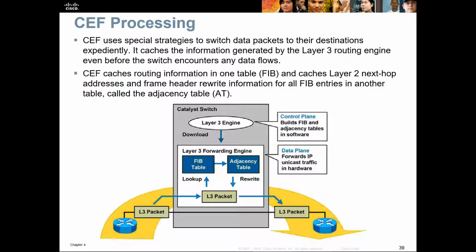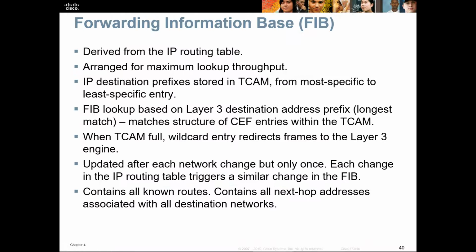Alright, let's get into our FIB a little better. What is our Forwarding Information Base? It is derived from IP route tables. It is arranged for maximum lookup throughput. IP destination prefixes are stored in our TCAM, from the most specific to the least specific. FIBs look up based on Layer 3 destination address prefixes. They match structures to our CEF entries with our TCAM tables.